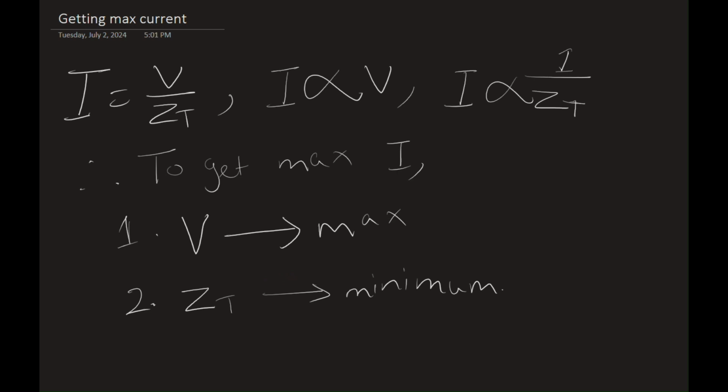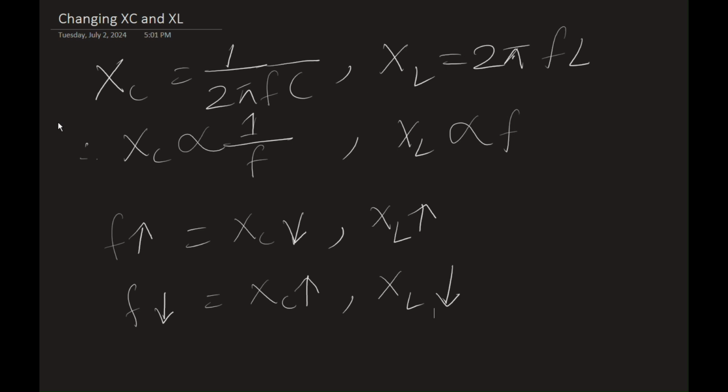Now, how exactly do we decrease impedance? We cannot change resistance in a circuit because resistance is a fixed quantity, and it depends only on the voltage and current, and we are not changing the voltage and current. But we can change XL and XC, which are the inductive reactance and capacitive reactance. XC and XL are basically the resistances provided by capacitors and inductors.